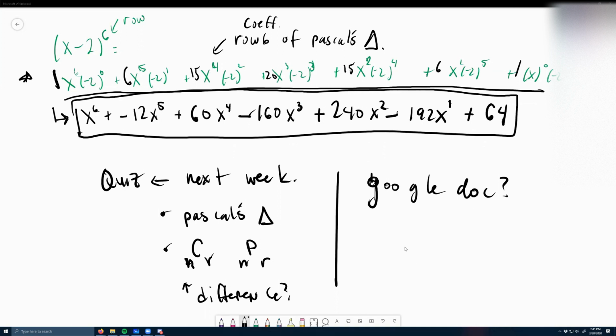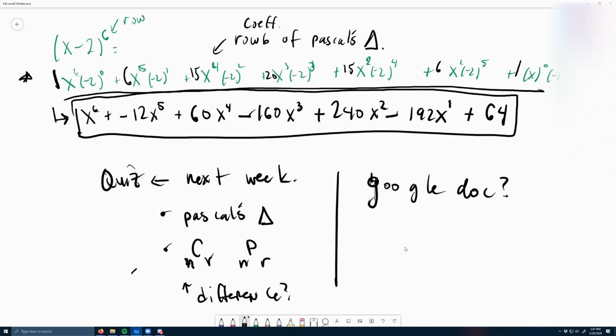What is the C thing? That's a combination. Combinations. This is a permutation. Remember we did the thing with the ice cream? When you had 3 scoops of ice cream and order mattered?